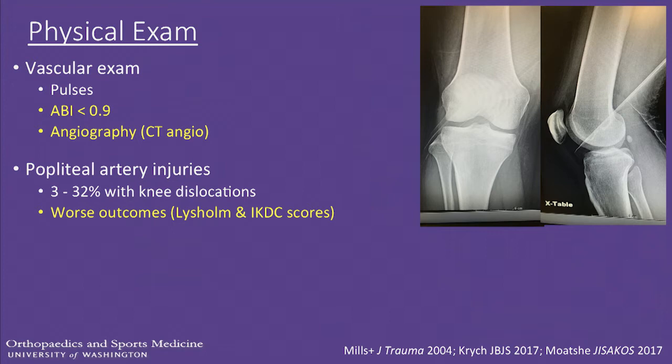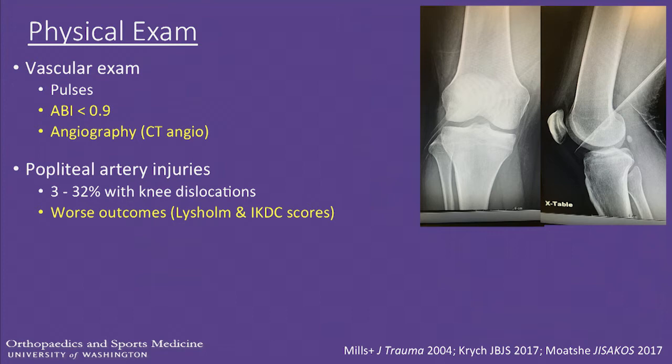Some of the research that came out of Harborview along those lines identified that if the patient has some oddity of their pulse exam, you should go to an ankle brachial index, which is comparing blood pressures in the arm versus in the leg. And if you have a ratio that's less than 0.9, then you should take that patient to angiography. In this day and age, it's CT angio because it's nice and quick, and you can identify if they have a popliteal artery injury.